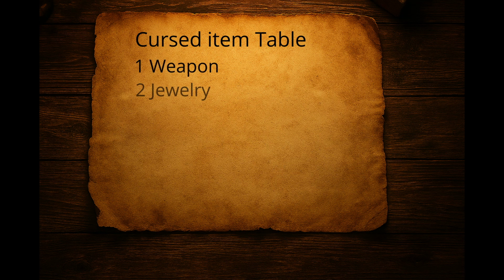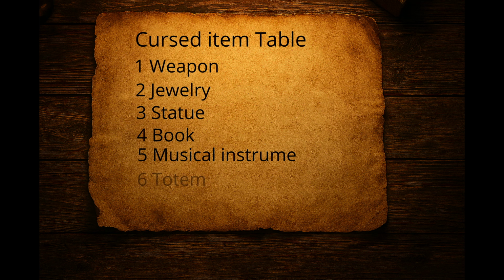We've decided a cursed object is causing this blight, but what is it and why is it cursed? Let's whip up a couple of quick tables and roll a d6 for each. First, the object itself. Let's say on a d6 it's either a weapon, a piece of jewelry, a statue, a book, a musical instrument, or a simple stone or totem. Alright, I'm rolling a d6 and I got a 3. So, the source of our blight is a cursed statue.